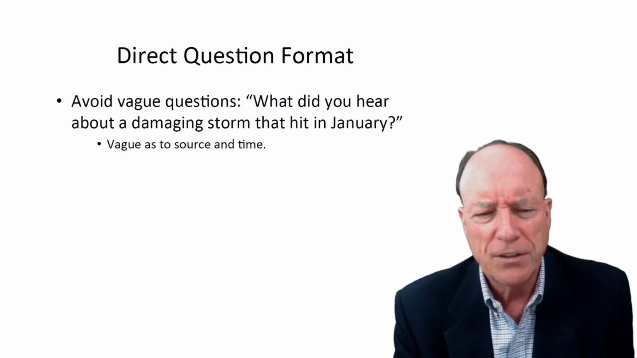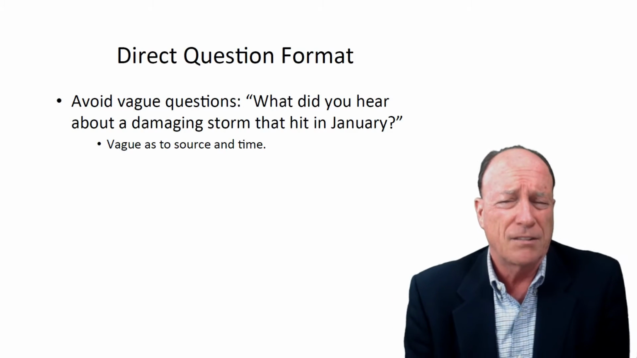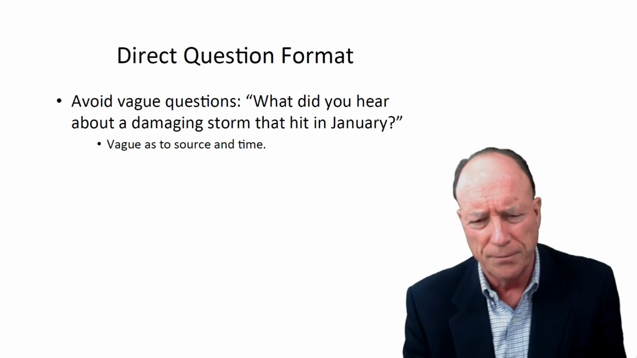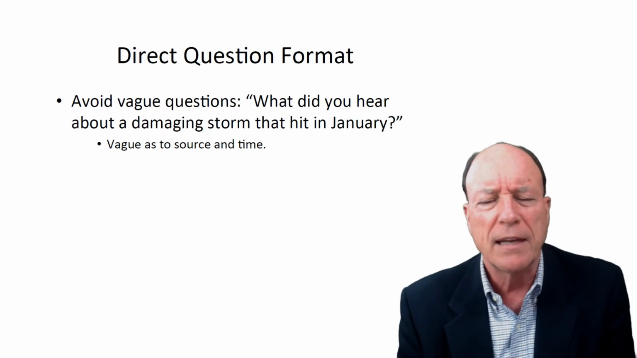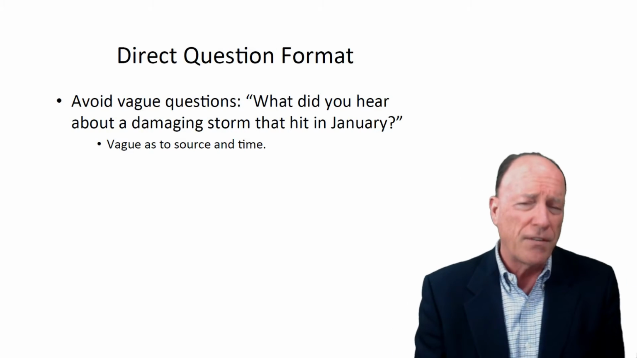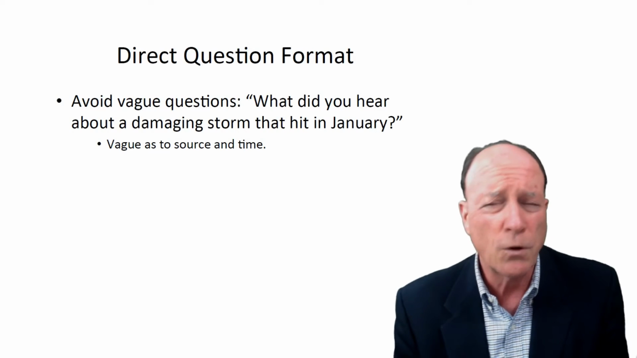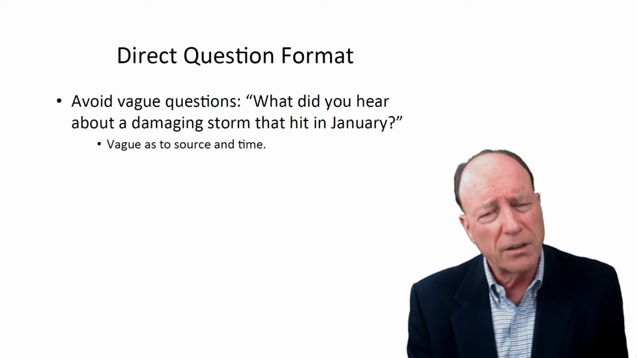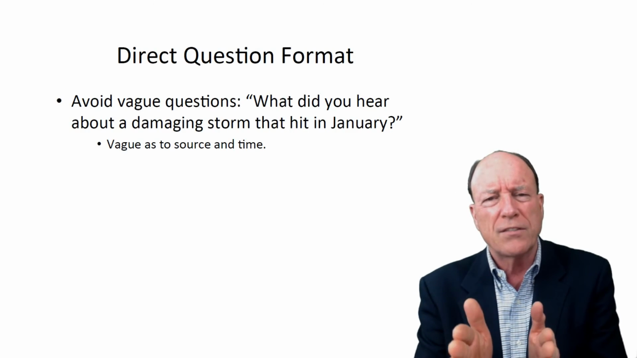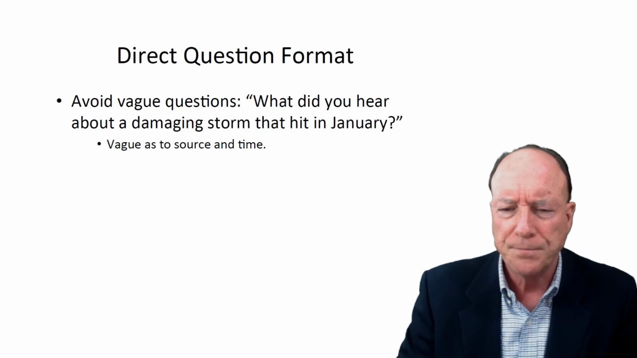I've seen so many questions in competition that are vague and that students rarely spot it, and it's actually rarely the source of objections. Here's an example of a vague question. What did you hear about a damaging storm that hit the town in January? Well, this is vague because it doesn't specify a source of the information, nor the time in which the knowledge was learned. In this particular case, it was important when the witness learned of storm damage to the area.